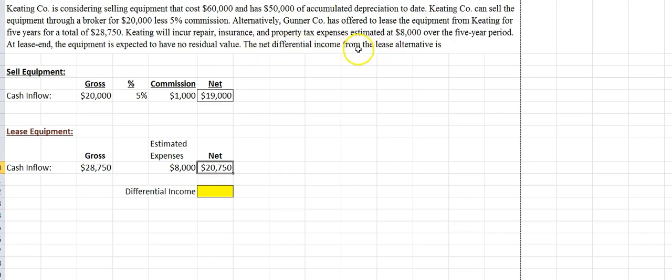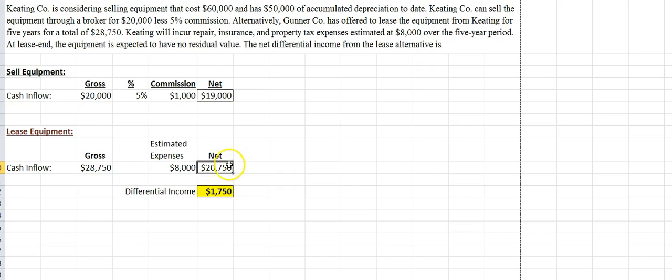The net differential income for the lease alternative is simply the $20,750 minus the $19,000, and that's going to be $1,750. Okay? So that's the answer to that. Again, this problem is ignoring various things. For example, in this situation, you get your $19,000 up front in the current period. Whereas in this situation, even though it looks better, you get installment payments for 5 years, right? So in essence, really what you have to do is bring these dollars down to present value, because we all know that a dollar today is worth a lot more than a dollar 4 or 5 years from now, right?